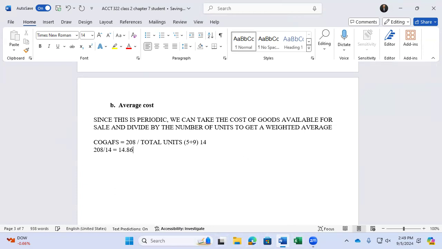That equals 14.86. Now, on your homework, don't round. In class it's okay to do this at 14.86, but don't round until your very end calculation. So if this were to come out 5,237,994, keep that all in your calculator or in Excel, and then multiply it by the next number. Okay.